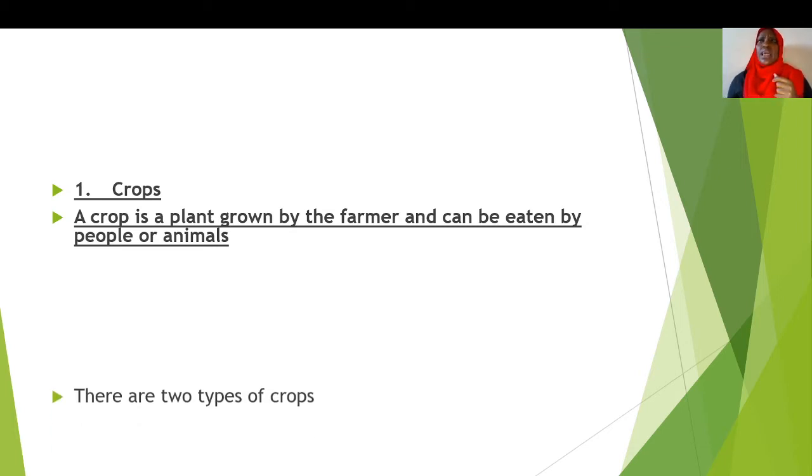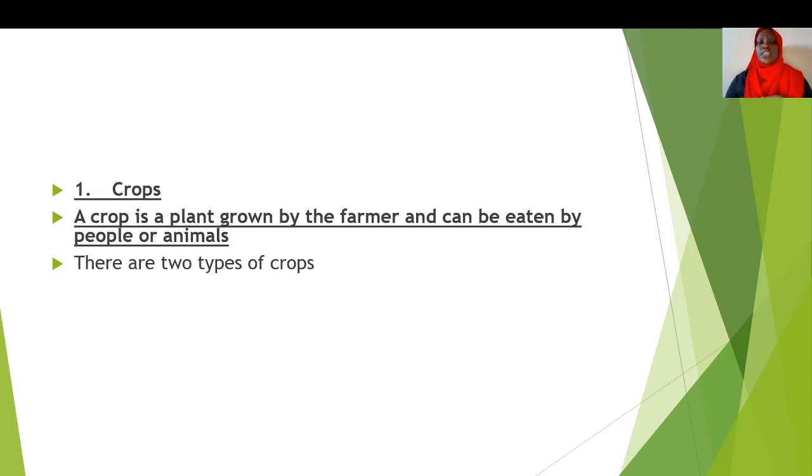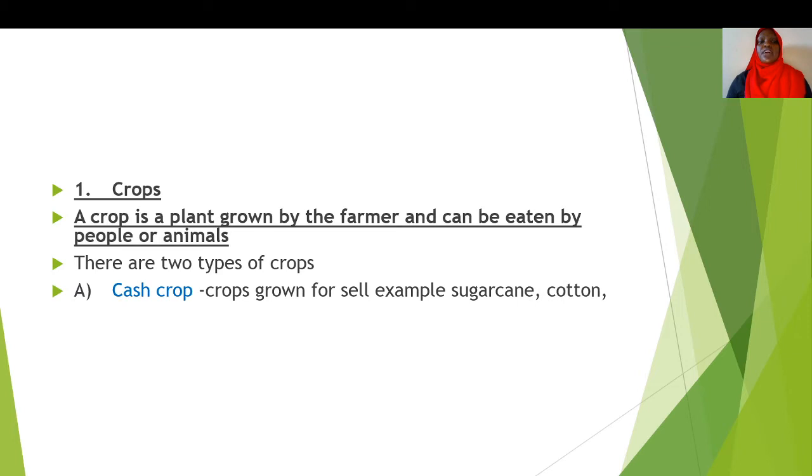Now, there are two types of crops. Number one, we have cash crops. Cash crops are the crops grown for sale, grown for money. We grow the crops, we harvest the crops, and when they are ready, we take them to the market, we sell them, then we get the money. Examples of that are sugar cane and cotton.